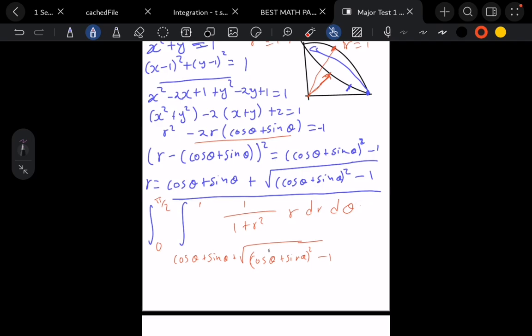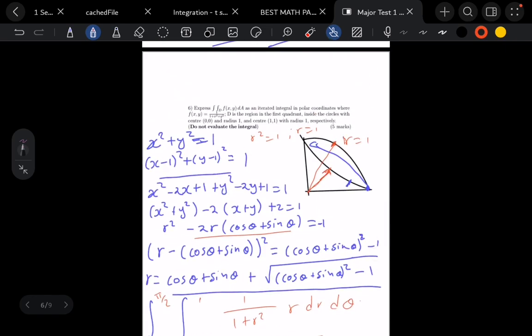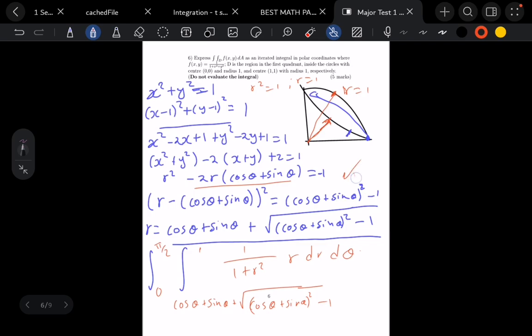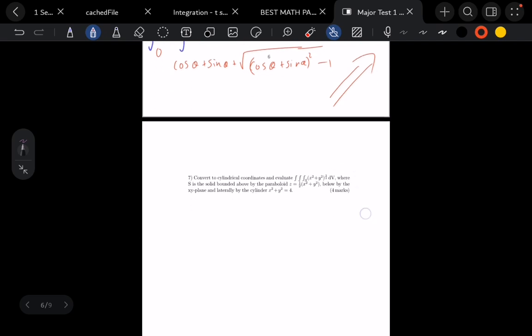So I hope that you can do that. And you actually can do it. The question said, do not evaluate the integral. So the more marks were given in this step. Marks were given in this step. So this is your final answer.